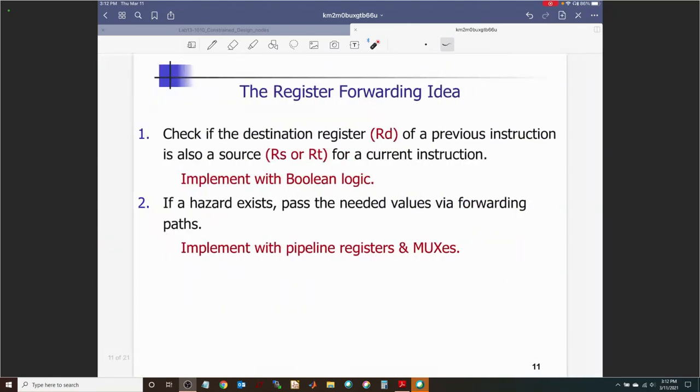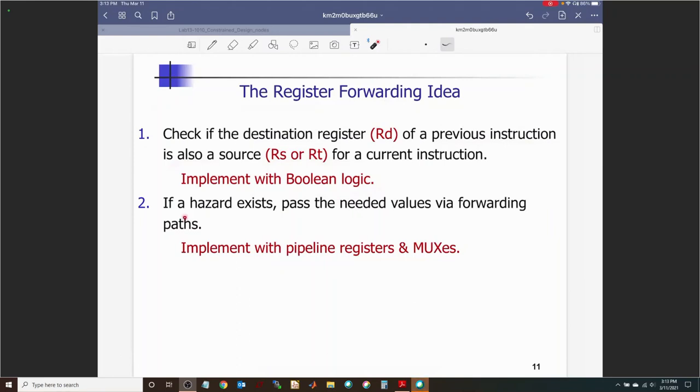All right, so now, like I said, we need to check whether the destination register for the previous instruction is also the source for the current instruction. And the way you check that is by implementing Boolean logic. This is going to be a combinational circuit in which you are monitoring the contents of the numbers of RD and RS and or RT registers and checking whether they are the same or not. If they are not the same, then you don't even have to worry about data hazard. We only worry about them for the next two instructions if they are the same.